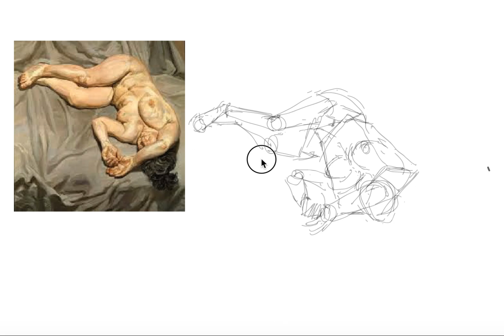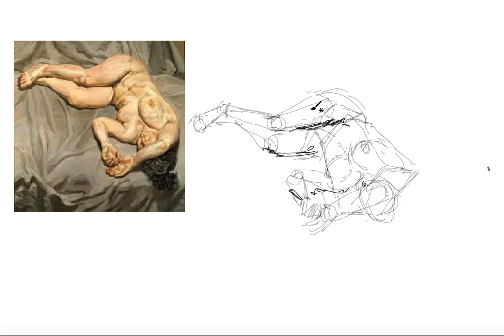We can then start, if we wish, to begin to play a bit more with the lighting. Obviously, these series of paintings by Freud were painted largely at night, so they have an overhead light source coming from above here. So there's very little in the way of light and dark shadows. But you can see there's quite dark shadows underneath here, and underneath the arm as well.